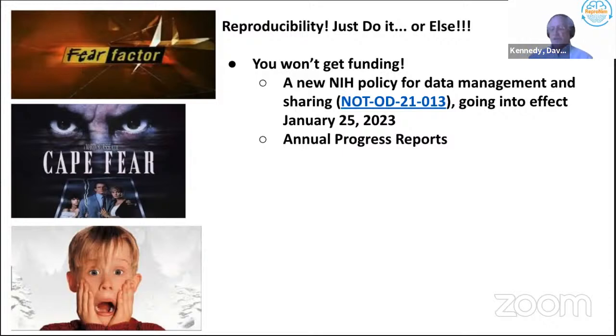And with the new policy, you may not get year two's worth of money until you've done your obligations for year one. And also with these new obligations, your next grant may be judged to some extent on how well you accomplished your data management in prior awards. So you won't get funding, you won't get published unless you start worrying about this.